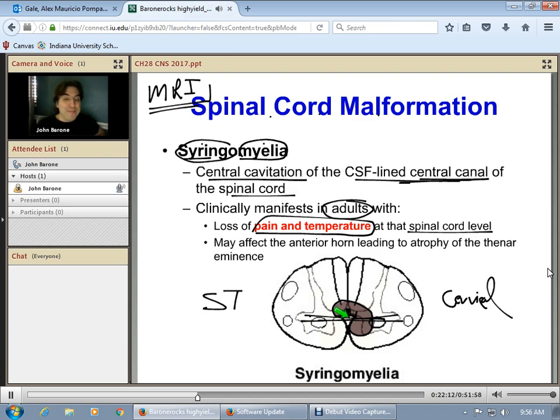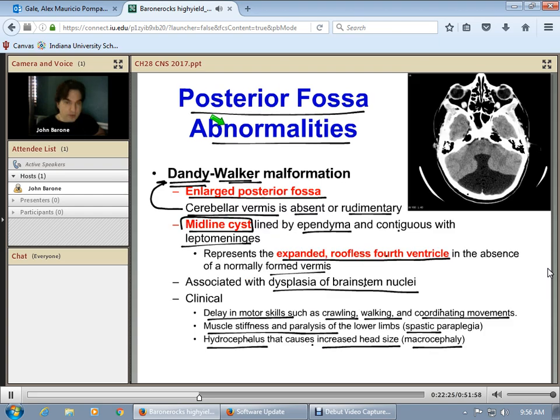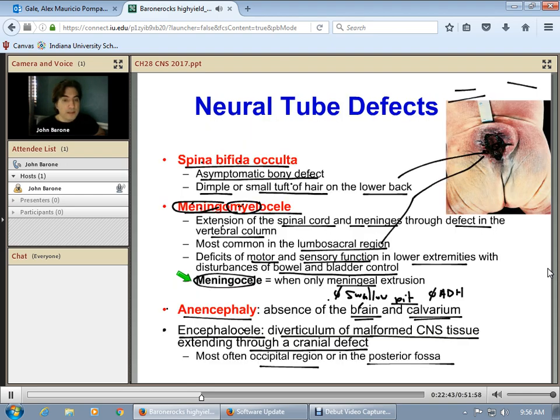That's so cool. And by the way, I forgot to mention, MRI is fantastic for anatomy. So it's great for syringomyelia, it's great for Arnold Chiari, it's great for picking up Dandy Walker, it's great for picking up lissencephaly, holoprosencephaly. Now CT is good as well, but MRI gives us the best detail. So if they ask you what is the best test for all these things, MRI, great for anatomy.